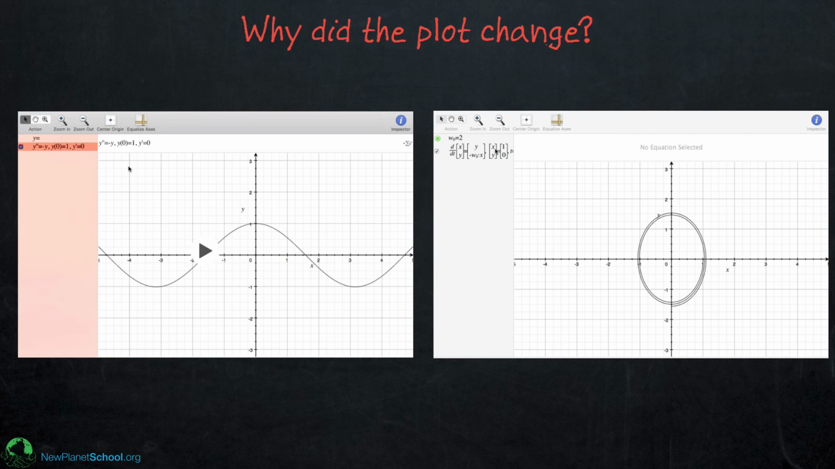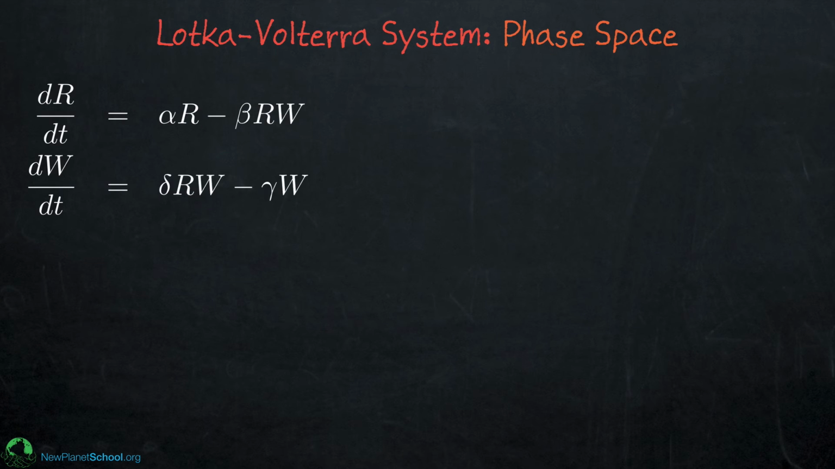Now this leads us to a really important concept in differential equations, and that's the concept of a phase space. And I'm going to use a new set of equations here called the Lotka-Volterra system to illustrate this. And this is a whole part of differential equations called nonlinear dynamics. And in the field of nonlinear dynamics, we often use this concept of phase space. And that is what MatGrapher likes to do. So let's go through that.